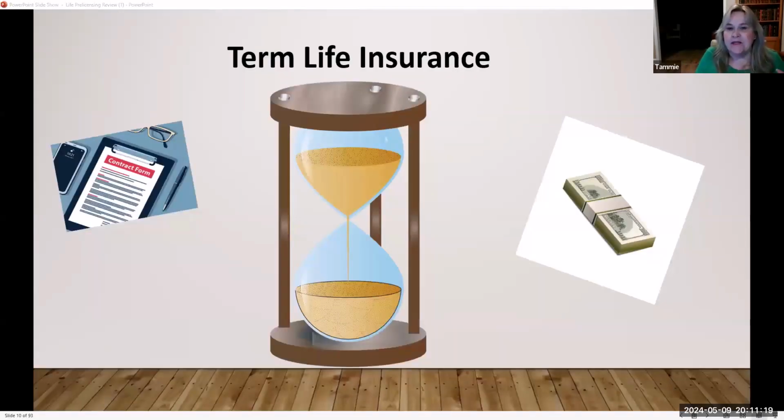Okay, so I put together some slides, because sometimes a visual slide will help. It can be kind of complicated with the difference between term and whole life and universal life, which are all in different videos here. So when you think about term insurance, think about the sand going through the hourglass here, and when it's done, it's done. Okay, that's what term life insurance means.